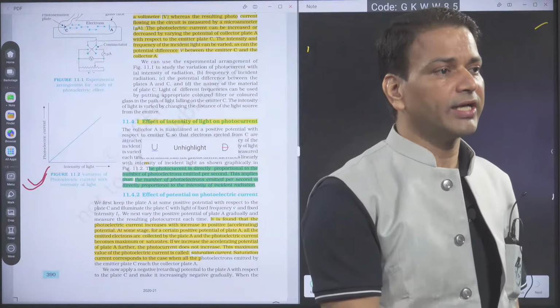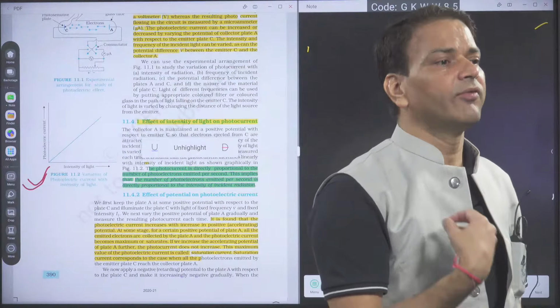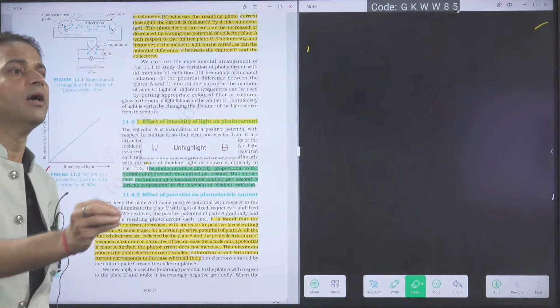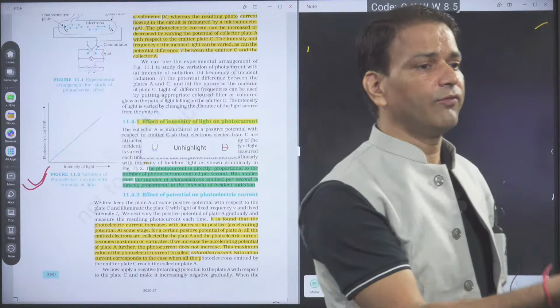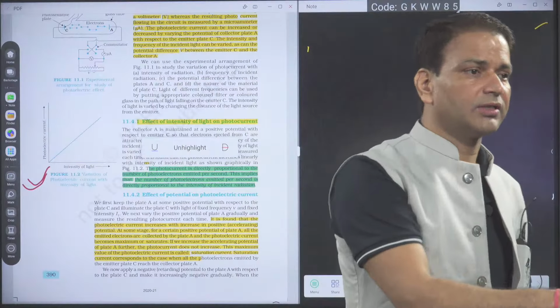Directly proportional to the intensity, when we are saying the frequency of photon is constant. Okay, so here we are saying what? The number of photoelectrons emitted per second is directly proportional to the intensity of incident radiation. So photocurrent is directly proportional to the intensity if the frequency of photon is constant, and that frequency is more than the particular frequency, that is called threshold frequency. So when the frequency of photon is more than threshold frequency, then photocurrent is directly proportional to intensity.